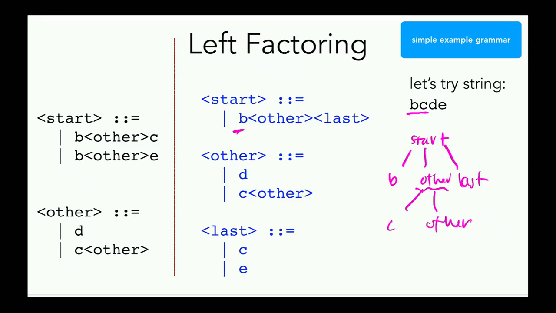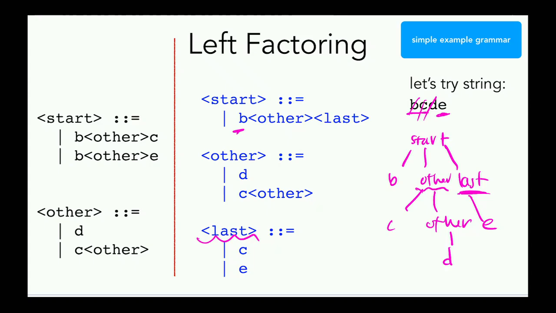Fantastic. We've dealt with our C, right? We've got our B, we've got our C. We're now ready to get our D. That's totally fine. We can take other to D. That's all good. We've taken care of that. And now we pop back up to our last. And this time, last has a couple of different options for us. It could be C or it could be E. In this case, we're trying to match an E, so we'll take it to an E. Fantastic. We have matched. All clear on why this is still accepting the same set of strings, but no longer making us guess about which production rule?